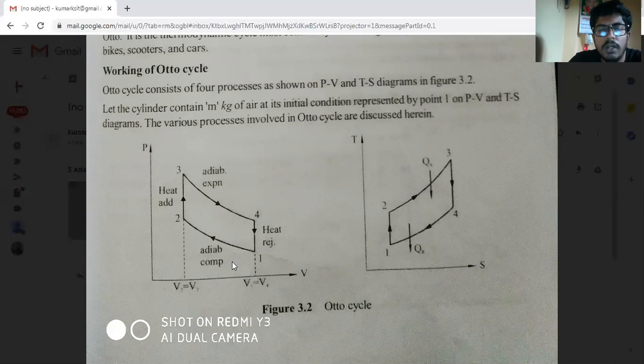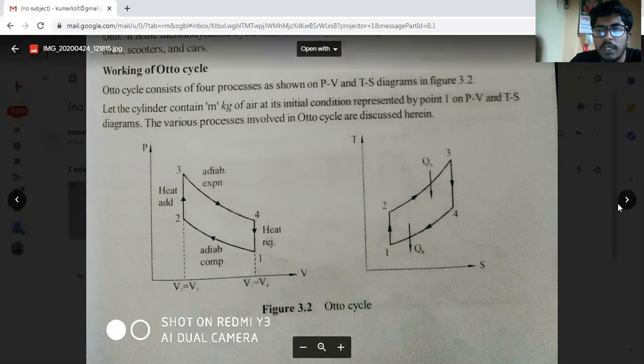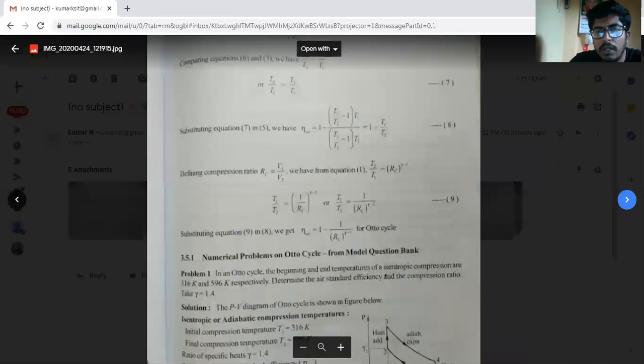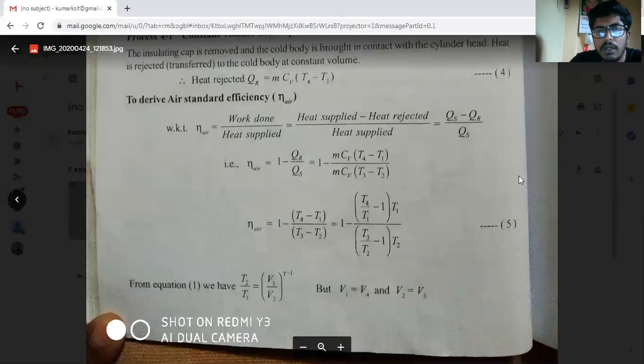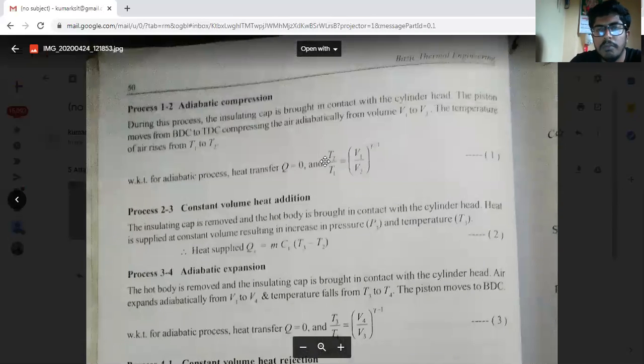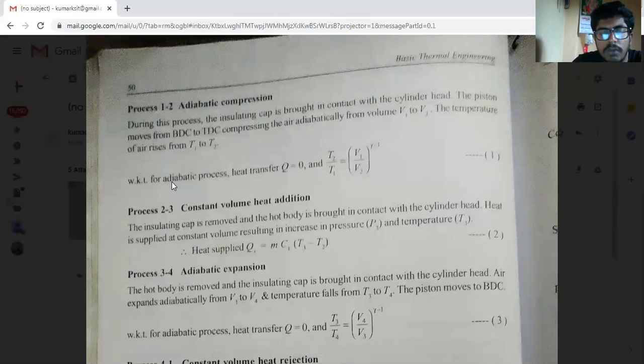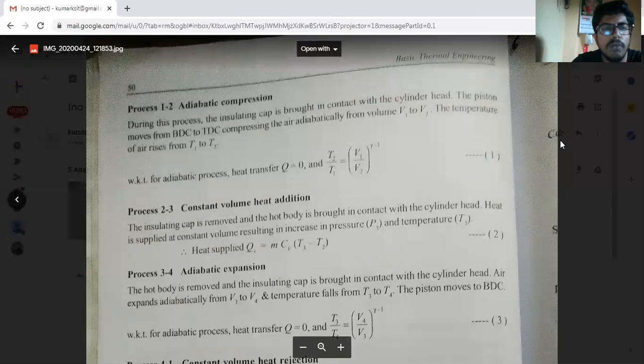We know that for an adiabatic process, Q is equal to 0. Therefore, T2 by T1 is equal to V1 by V2 whole power gamma minus 1. That is the expression during process 1 to 2. Here you can see, for an adiabatic process, heat transfer Q is equal to 0. T2 by T1 equals V1 by V2 whole power gamma minus 1. Take it as equation number 1.